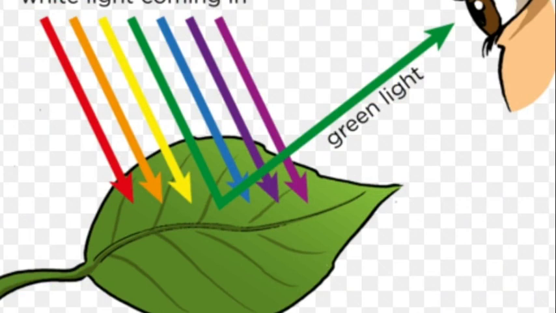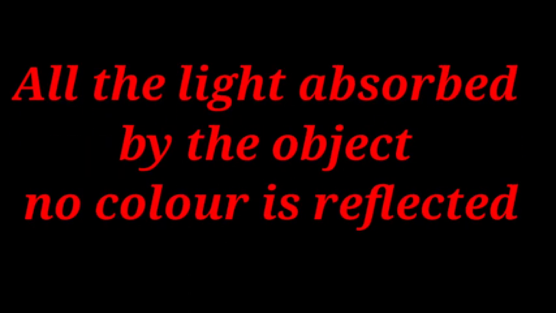Key points. When all of the light is absorbed, no color is reflected. So the object looks black. Black is not a color. Black is the absence of light.